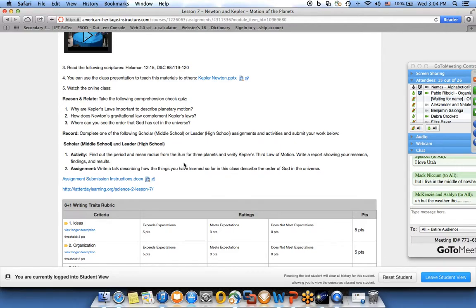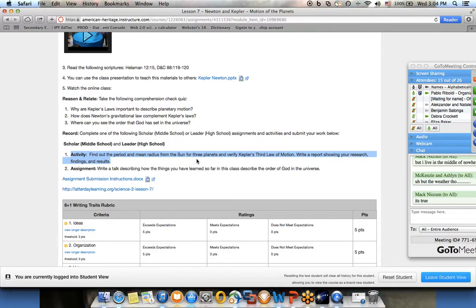In this class, for today's lesson, I have two assignments proposed. One is this activity: find out the period and mean radius from the sun for three planets and verify Kepler's third law of motion. So write a report showing your research findings and results. Okay, so that would be one. The other one is write a talk describing how the things you have learned so far in class describe the order of God in the universe.